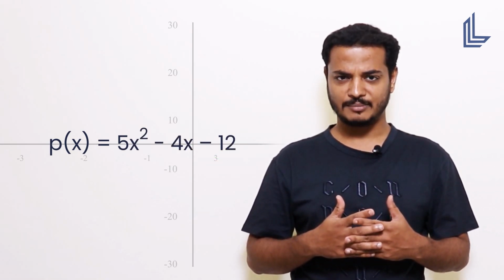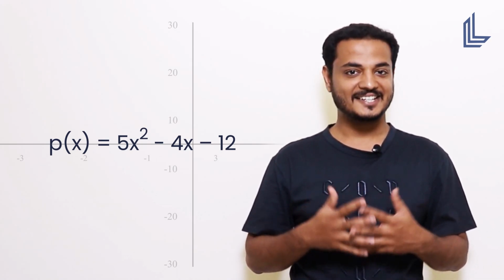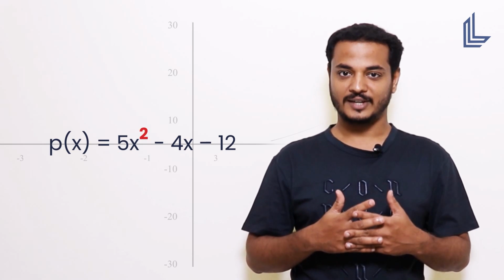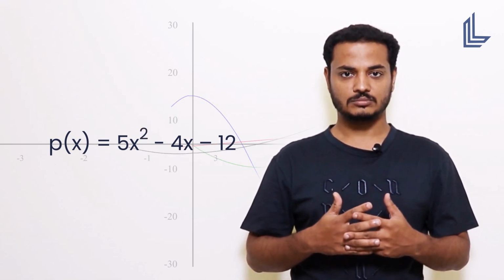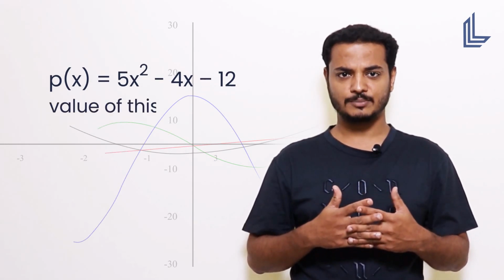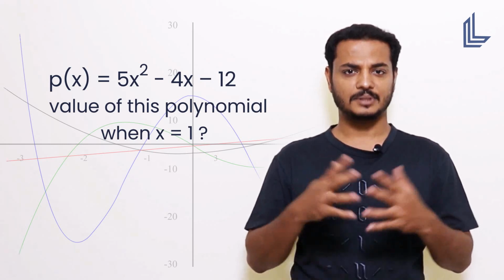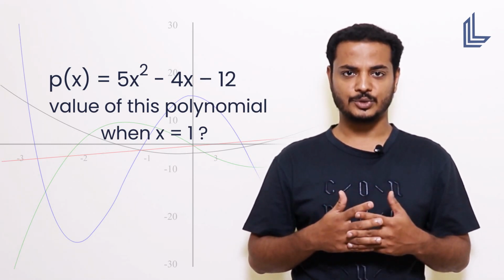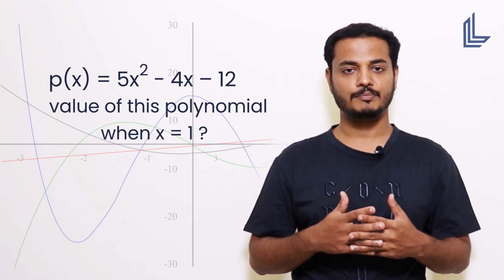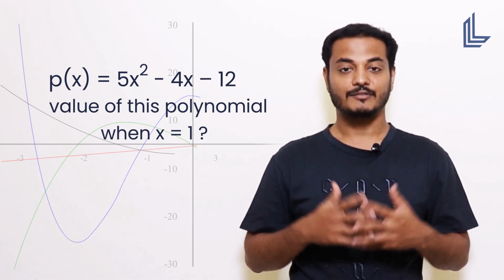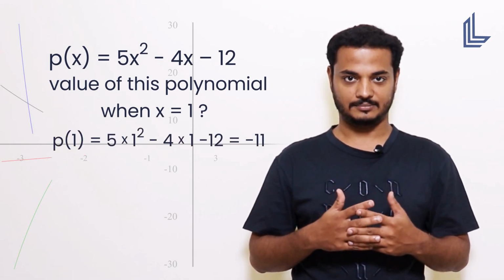Now, can you tell me what type of a polynomial is this? Since the degree of the polynomial is 2, we can say that this is a quadratic polynomial. Now, can you find the value of this polynomial when x is equal to 1? Simple. You just need to substitute the value of x as 1 in this expression to find the value of p of 1. When you do that, you get the result as minus 11.